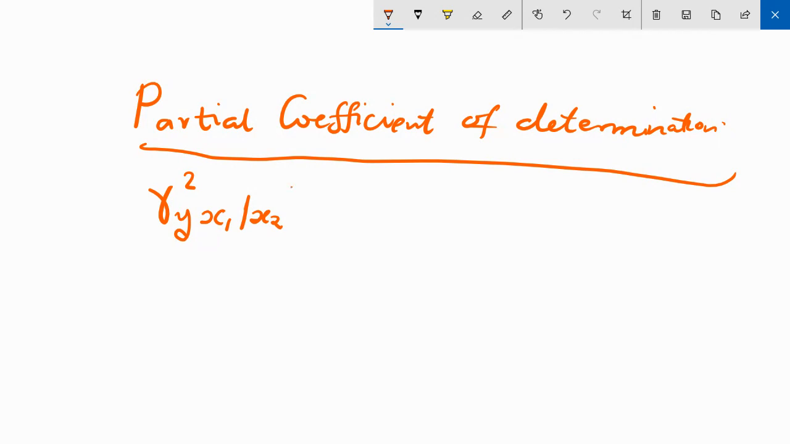In a case of two independent variables, this is the same as 1 minus SSE divided by SSE of the given one, the one that is already in the model. So the formula to find this is 1 minus SSE divided by SSE of X2. How do you find SSE of X2?